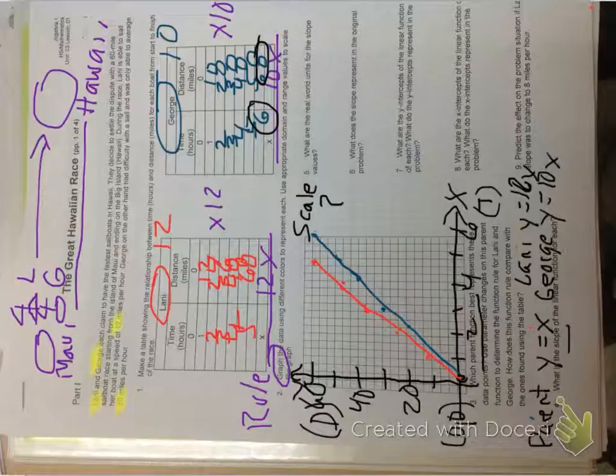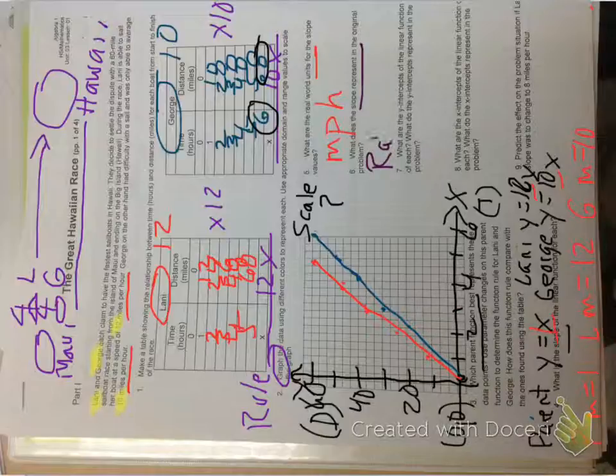Now it asks, what is the slope of the linear function of each? So we see that the parent function has a slope of 1, which is understood. If you have an x, you have 1. Lanny's slope is going to be 12. Don't include the x here. It's just the number times the x. And then George's rate is 10. What is the context of this? Remember, the slope is miles per hour, and it represents, in the problem situation, the rate in miles per hour. Slope is always the rate because it's rise over run.